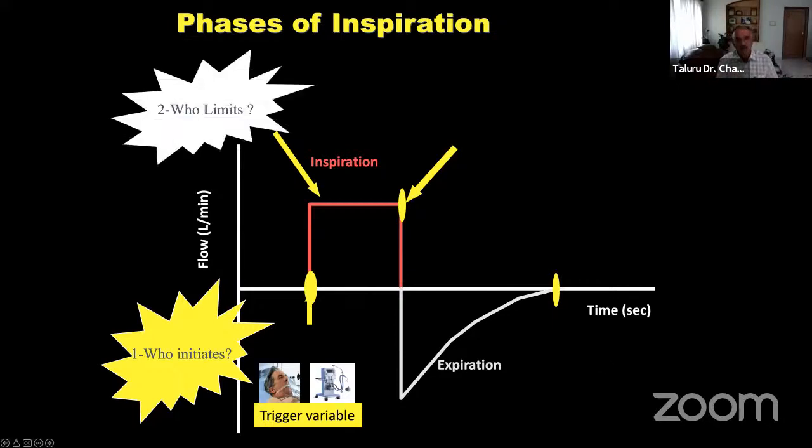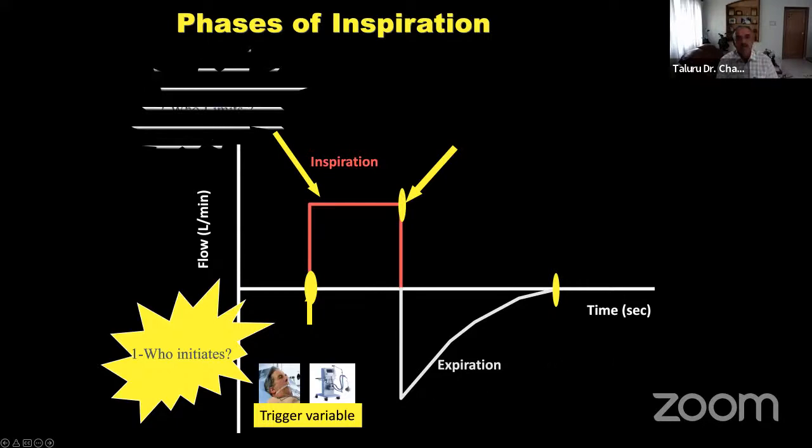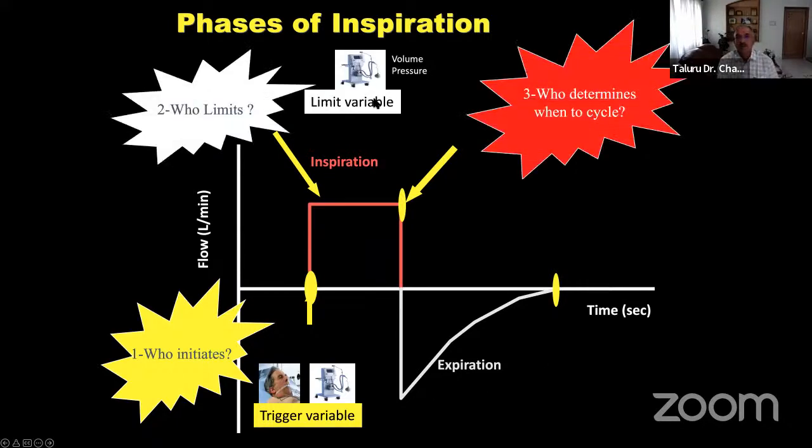Limiting is always by the ventilator. In volume control it is volume, or in pressure control it is pressure. This is always limited by the ventilator. See, the limiting has started here, but the cycling occurs later. Don't confuse limiting and cycling. Limiting starts here, but the cycling occurs after the lapse of inspiratory time.